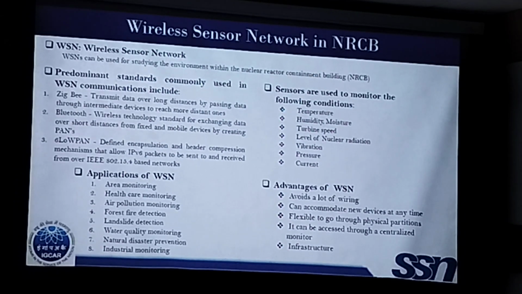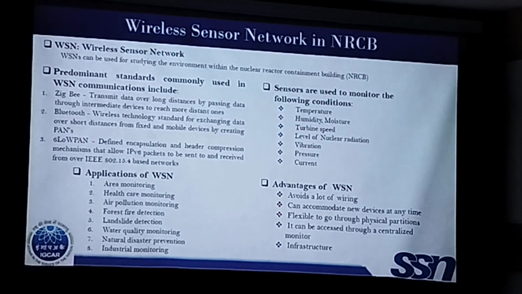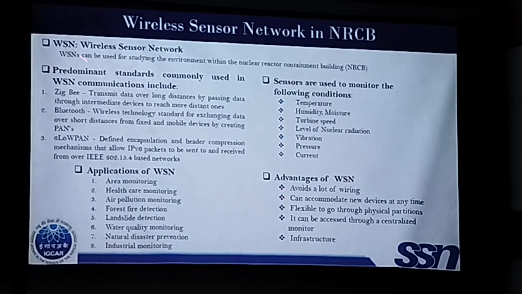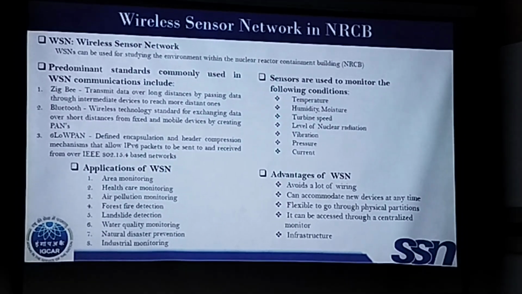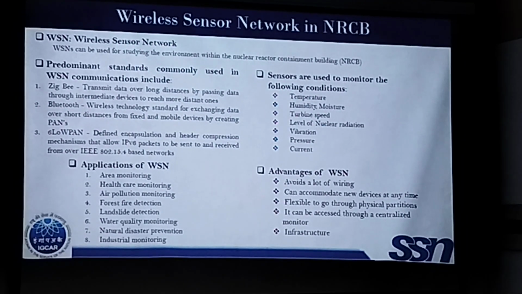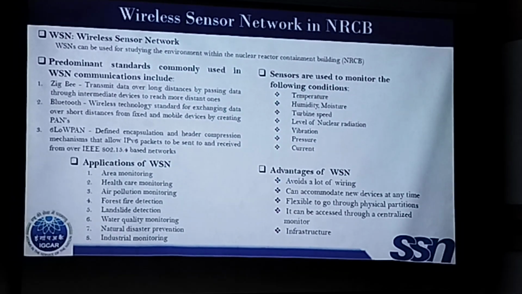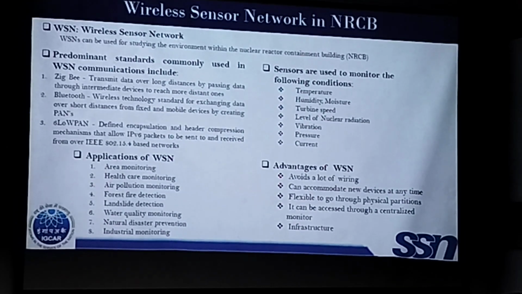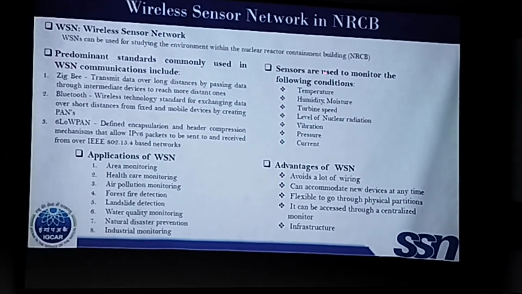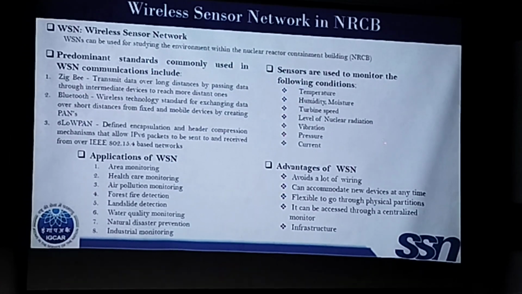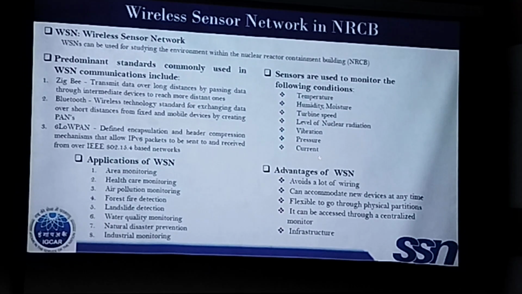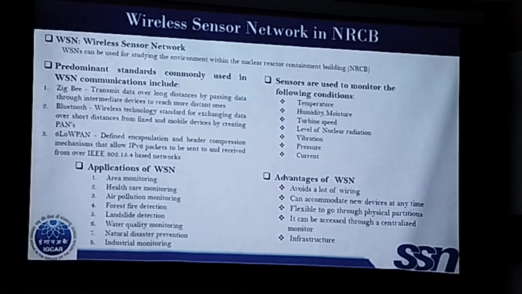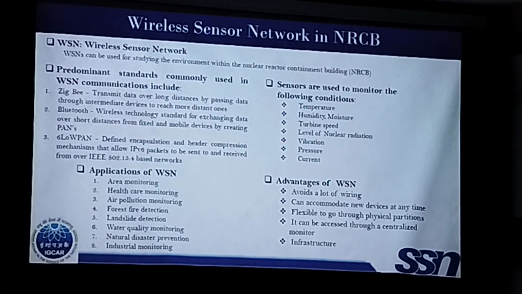Now coming to my application, so I said about this nuclear reaction containment building. When you look at this, why are wireless sensor networks implemented in this? This nuclear RCB building is located at IGCAR, which is one of the prides of India. They wanted to measure temperature, humidity, turbine speed, nuclear radiation, vibration, pressure, and current. These are the parameters which they would like to extract from the RCB building.